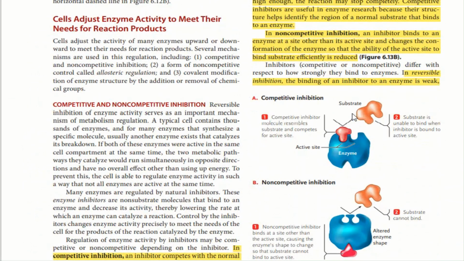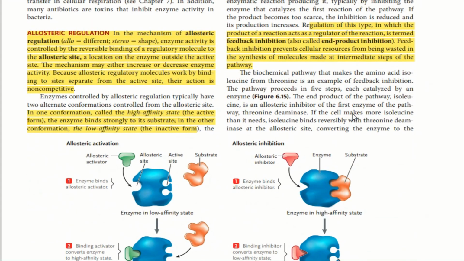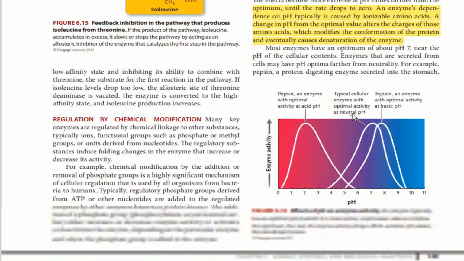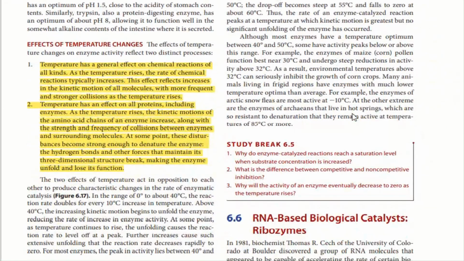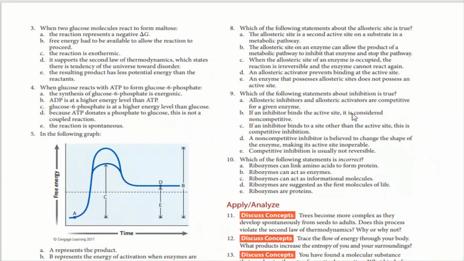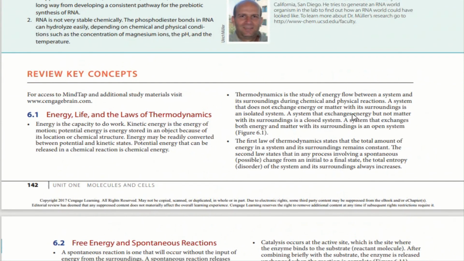Difference between competitive and non-competitive inhibition, what is allosteric regulation, and then what is end product inhibition or feedback inhibition, effects of pH and temperature change. Yeah, that's all from this chapter, and do revise the key concepts, review key concepts.